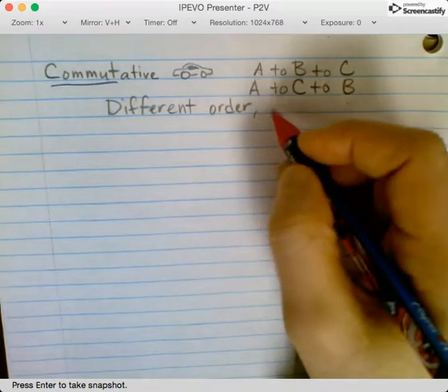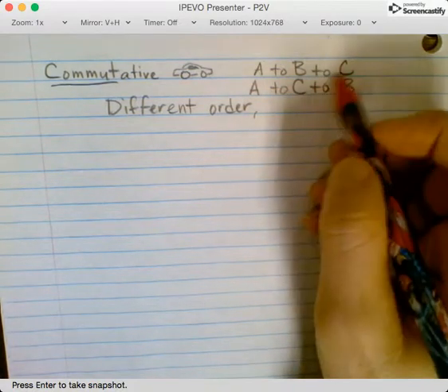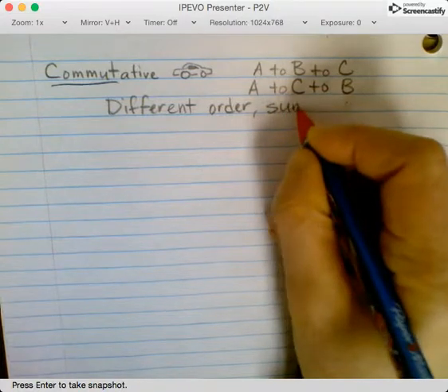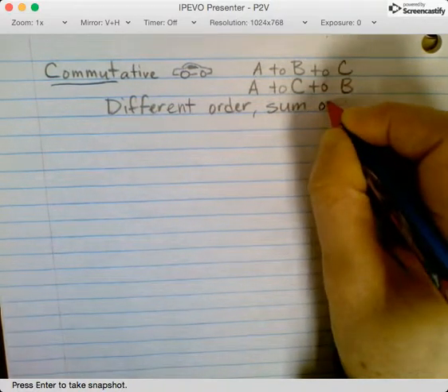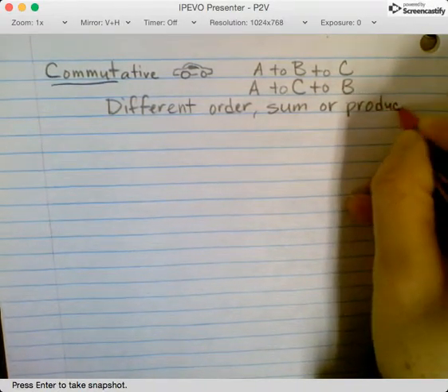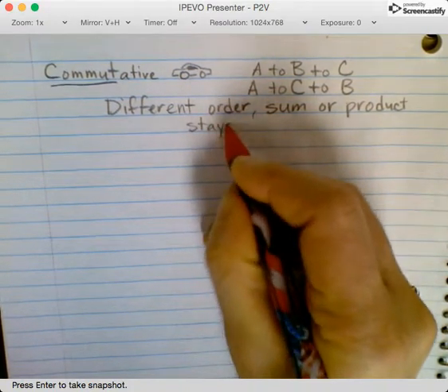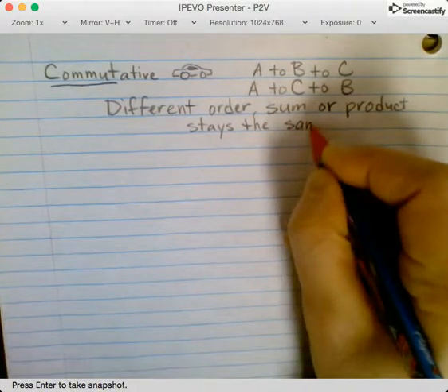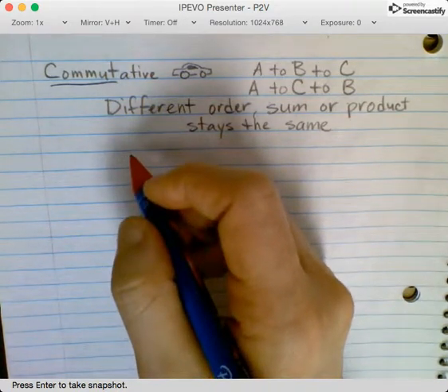But the sum still stays the same. So the distance between all those towns is still going to be the same. So sum, or sorry, not difference, sum or product, the answer is going to stay the same. That just means you can mix up the order that you add or multiply.